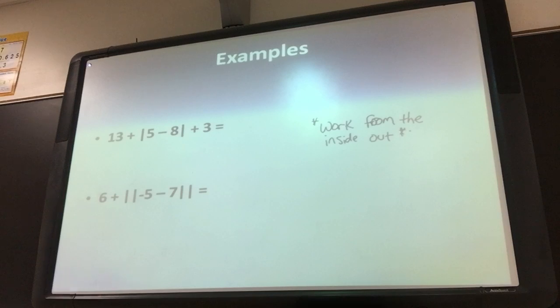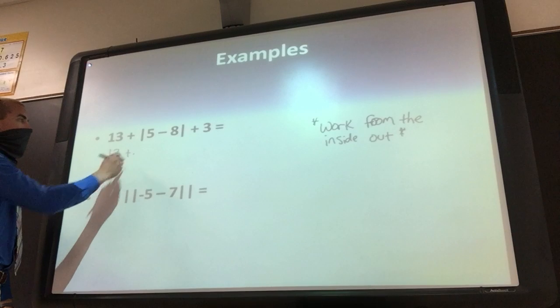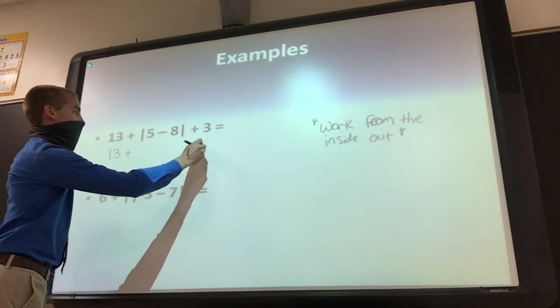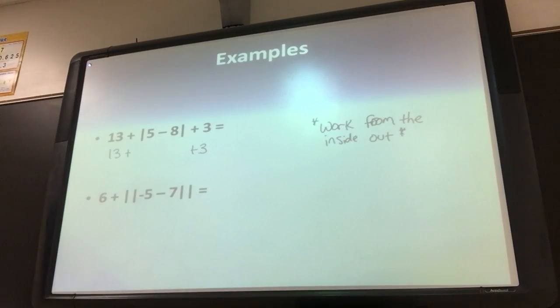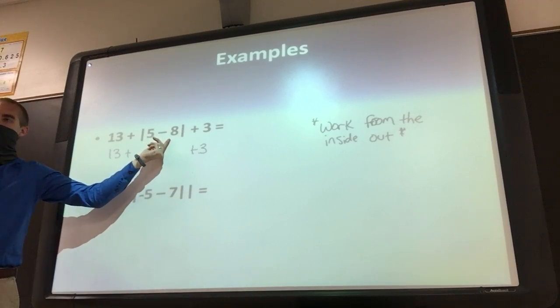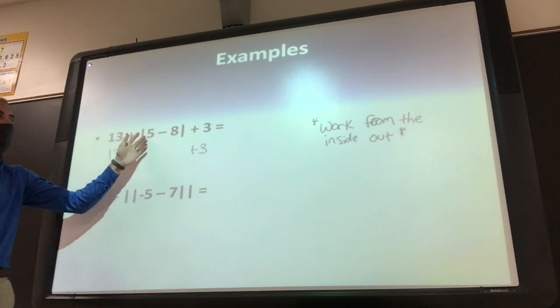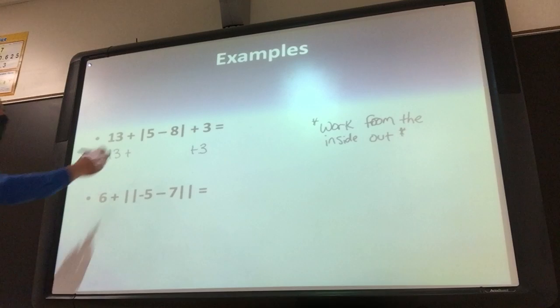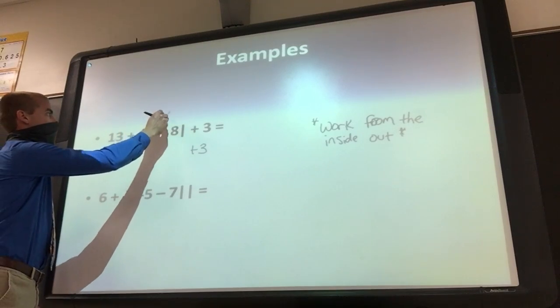So if we had 5 minus 8 inside parentheses, we would do 5 minus 8 first, right? Do the same thing. So 13 is going to stay here, and then this plus 3 is going to stay here. So treat 5 minus 8 like a regular problem. Do not change anything to positive yet. Okay? So 5 minus 8, we could make that 5 plus negative 8.